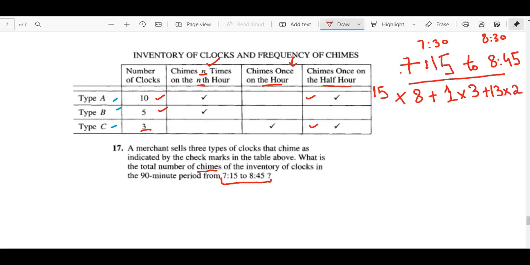Now, if you multiply all this, you are going to get 149. So 149 was the answer. Right, Zahib? Yes, ma'am. Are you sure it's clear? Yes, ma'am. Okay, perfect.